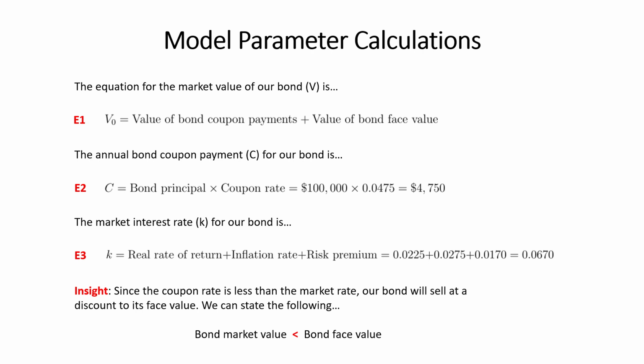Now the insight here is the coupon rate is 4.75%, but the market rate is 6.7%. So this bond will sell at a discount. If it's sold at face value, then the bond would earn the coupon rate of 4.75%. But according to the market, that's not enough. They want to earn a rate that's higher than the coupon rate. So therefore, the bond will sell at a discount.